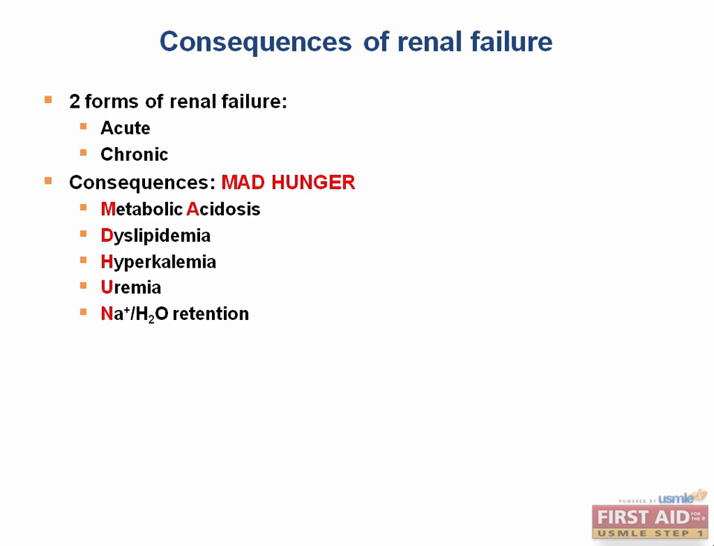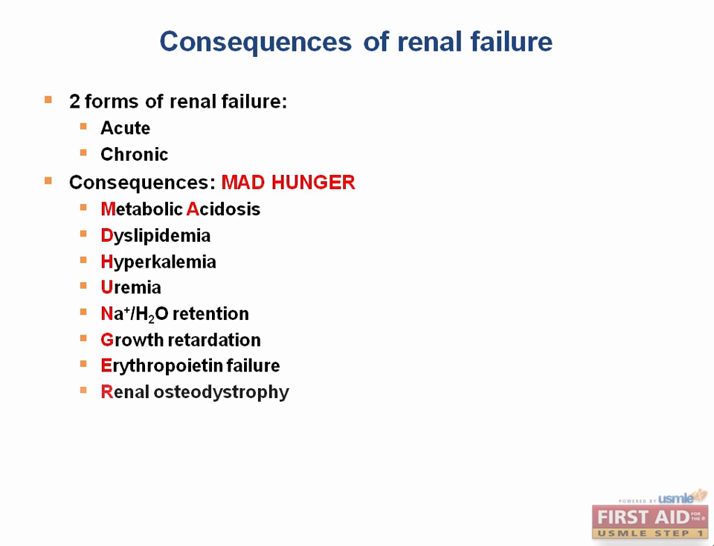Because the kidney is involved with vitamin D hydroxylation, what will this do to the development of children with renal failure? Well, it can stunt growth. The kidney is also responsible for production of erythropoietin, so patients with renal failure can have anemia. Patients can also have renal osteodystrophy, which we'll discuss next.